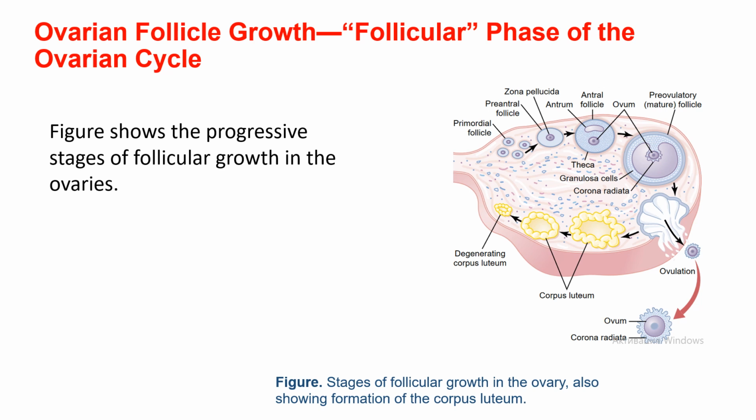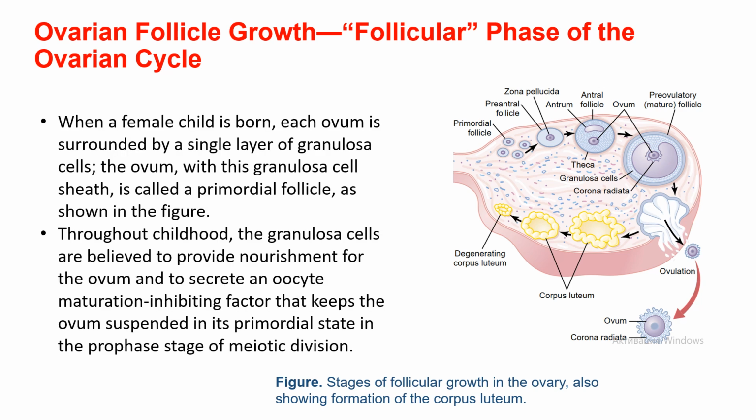Ovarian follicle growth. Follicular phase of the ovarian cycle. The figure shows the progressive stages of follicular growth in the ovaries. Figure: Stages of follicular growth in the ovary, also showing formation of the corpus luteum. When a female child is born, each ovum is surrounded by a single layer of granulosa cells. The ovum, with this granulosa cell sheath, is called a primordial follicle, as shown in the figure. Throughout childhood, the granulosa cells are believed to provide nourishment for the ovum and to secrete an oocyte maturation inhibiting factor that keeps the ovum suspended in its primordial state in the prophase stage of meiotic division.